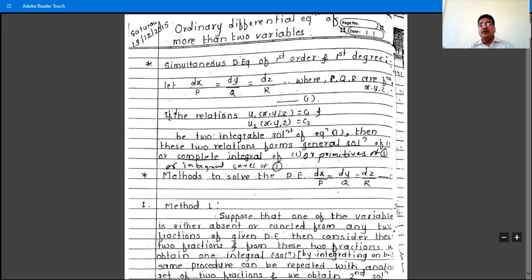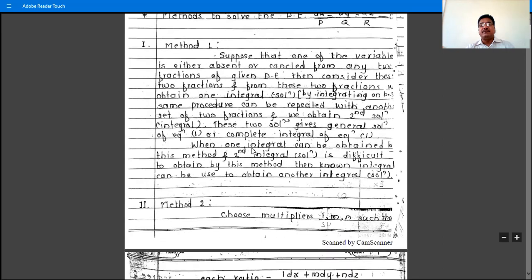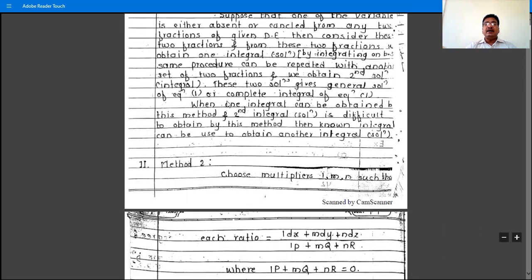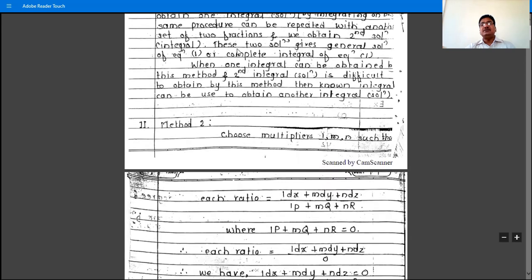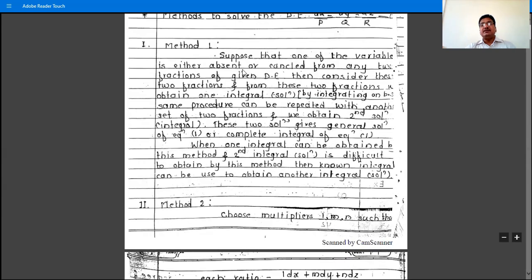That is, we have u1(x,y,z) = c1. That is, we have one solution of that equation. Then I have to find another solution of the same equation. By integrating both sides, the same procedure can be repeated with another set of two fractions. Suppose we have another two fractions of the same type, that is, one variable is either absent or cancelled.